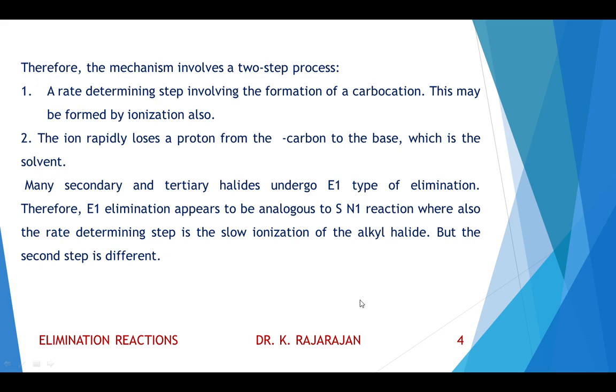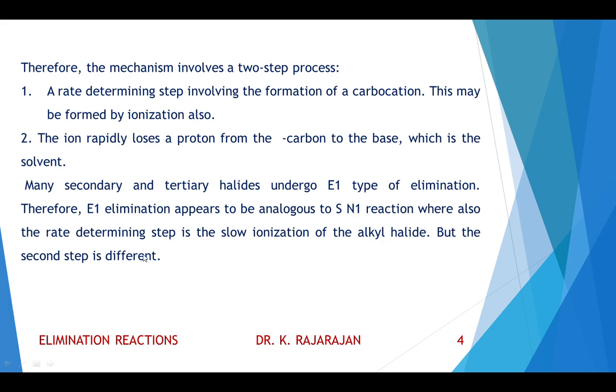Actually, the mechanism involves a two-step process. The first involves a rate determining step, the formation of a carbocation. This may be formed by ionization also. The ion rapidly loses a proton from the carbon to the base, which is the solvent. This is nothing but the second step of the mechanism. So the first step may be taken as the rate determining step, and the second step rapidly loses a proton from the carbon to the base. Many secondary and tertiary halides undergo this E1 type of elimination.